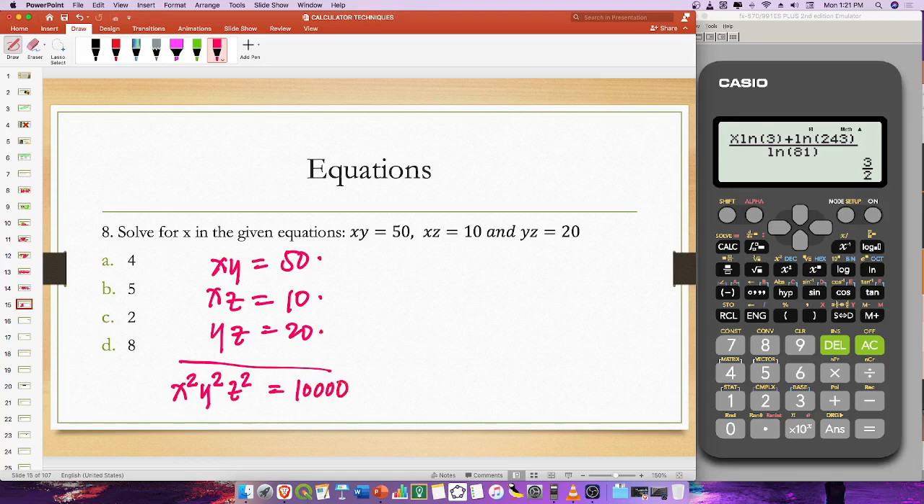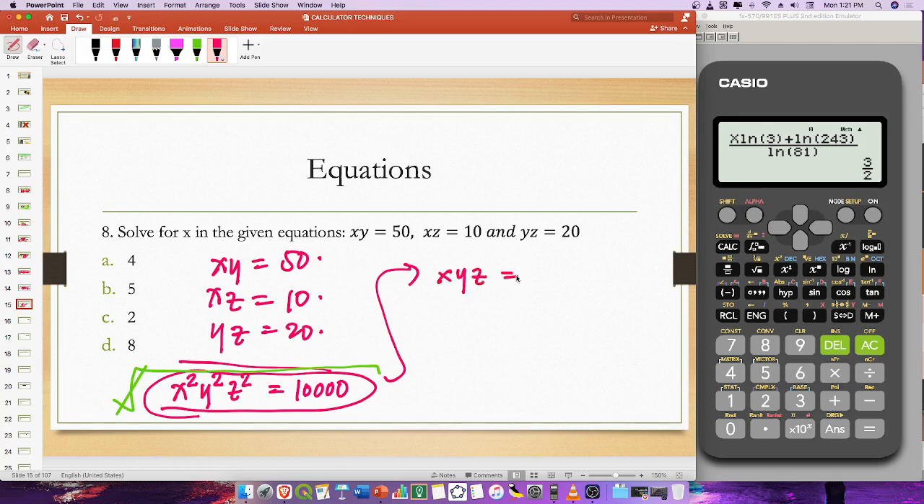Okay. Now we can actually reduce this to a simpler one by taking the square root of both sides of the equation. Let's take the square root. Square root of x squared is x. Square root of y squared is y. Square root of z squared is z. Square root of 10,000 is 100.